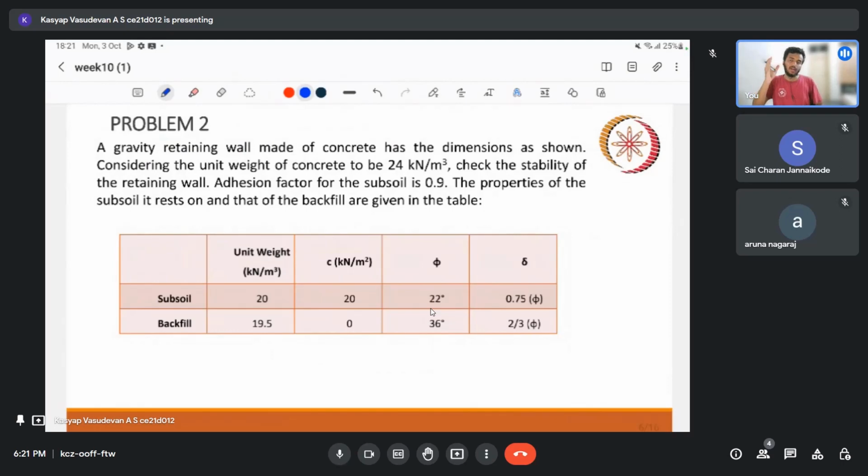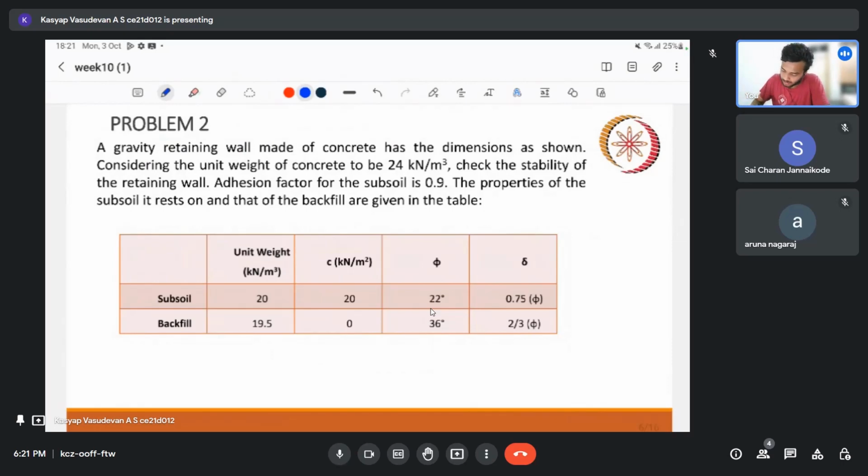So when we have an eccentric load, our stresses at the base won't be uniform. So we should make sure that the least stress is not less than zero, which means that it should always be compressive. It should not be tensile, because our soil is weak in tension. So that is one of the things. So we will check these things and check whether this particular section is safe or not.